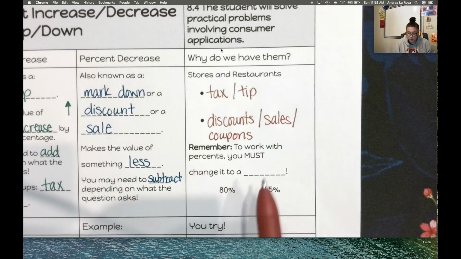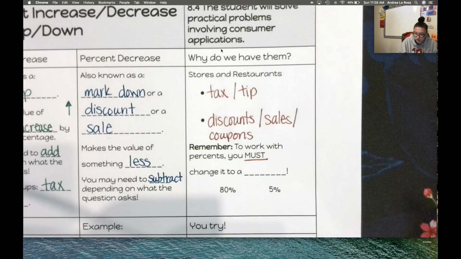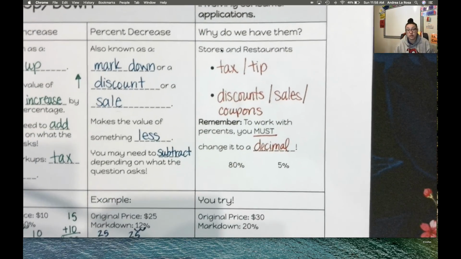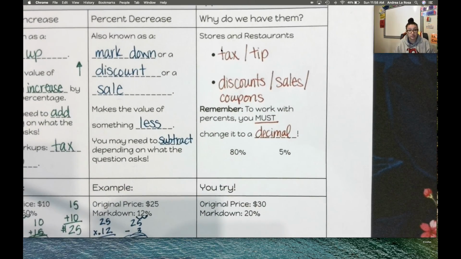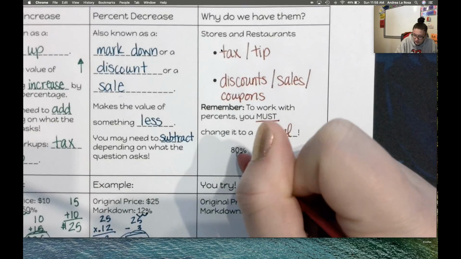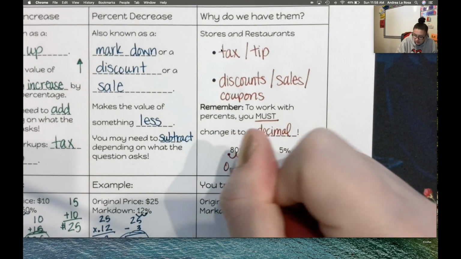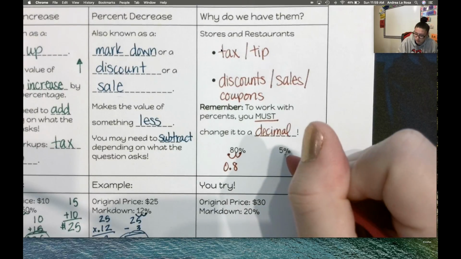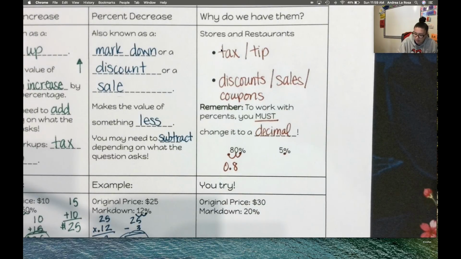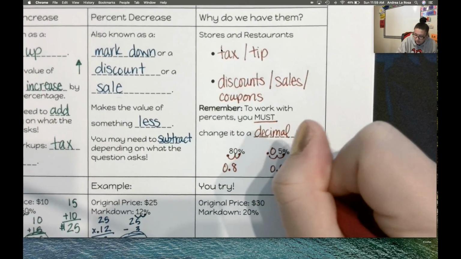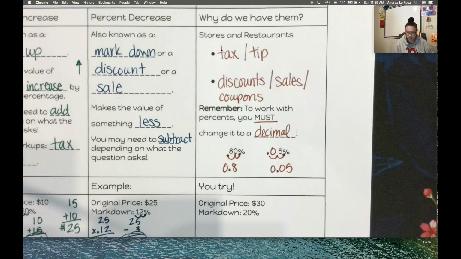Quick reminder, to work with percents, you must change that percent to a decimal, like we did when we were comparing and ordering. Remember, it's Beyonce's favorite thing to do. Put that decimal point at the end, move it to the left, and that would be 0.8 in decimal form. My money's in decimal form, not percent form, so I have to turn my percents into decimals. 5%, I put my decimal point at the end, move it to the left, and I get 0.05 in decimal form.